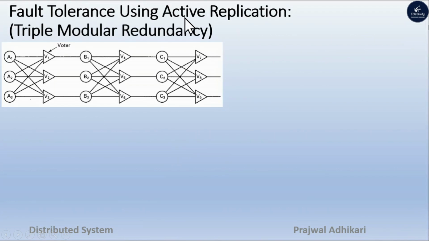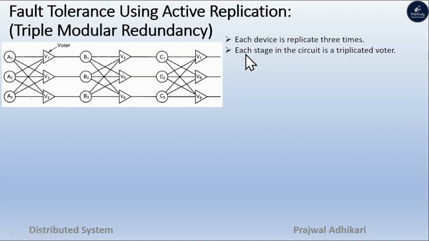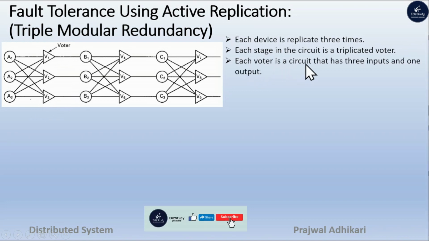Fault tolerance using active replication. Each device is replicated 3 times. Here, the voter is replicated 3 times. Each stage in a circuit is a triplicated voter. These are the voters and they are triplicated over the systems. Each voter in the circuit has 3 inputs and 1 output. All the voters are the same.